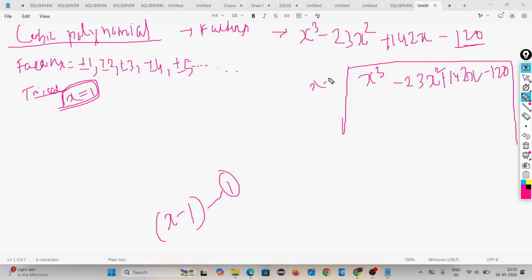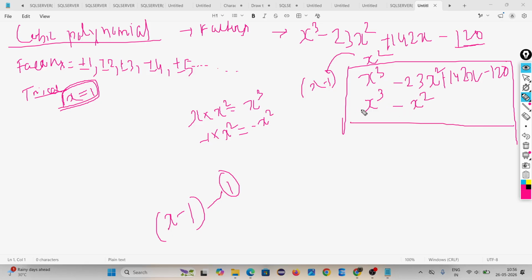x minus 1. First you tell me, what do you multiply with x so your answer becomes x cube? X square. That means here I have to multiply by x square. Then x square into x becomes x cube. Again this x square minus 1. Minus 1 into x square, it will be how much? Minus x square.